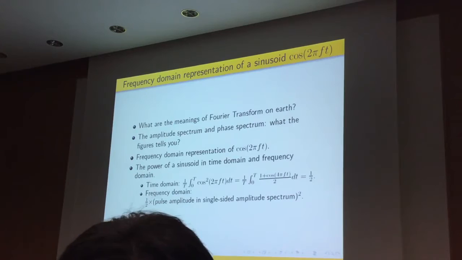This is the instantaneous power. Then I need to take the average. How to do the average? I integrate over one period and divide by the period T. This is the average power, right? And then this one gives me 2.5.